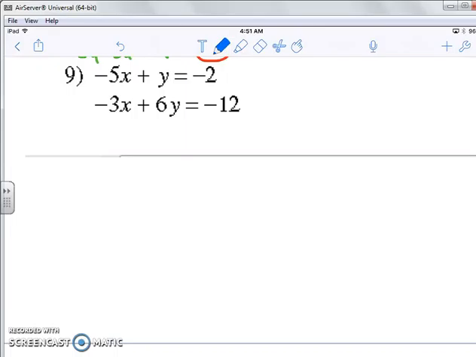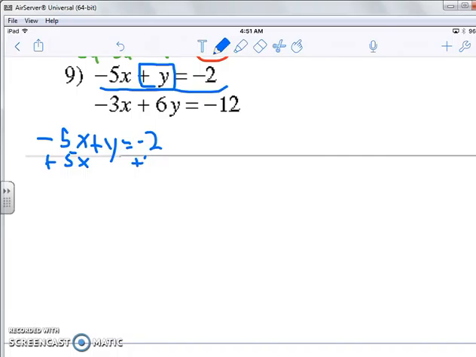Alright, looking at number 9. Hopefully I can do these better. I notice in number 9 that I have a positive 1y right there. So I'm going to take this equation and solve for y. Negative 5x plus y equals negative 2. I'm going to add 5x to both sides.